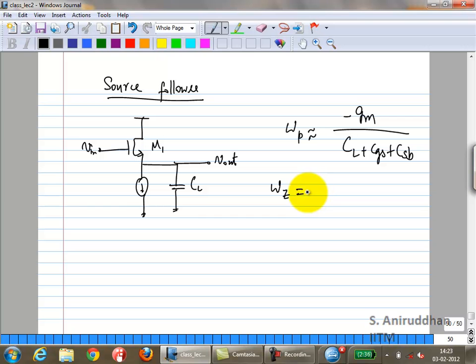Okay? What is omega z going to be? So let's make this more accurate. We know that the output impedance is GM plus GMBS plus GDS. So let's put that also in there. Let's not leave it at just GM. Remember, we found out the output conductance of a source follower actually has GM, GMBS and GDS. So let's make it more accurate. Okay? What is omega z?